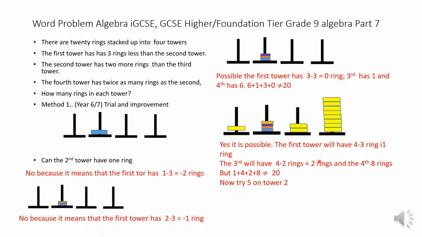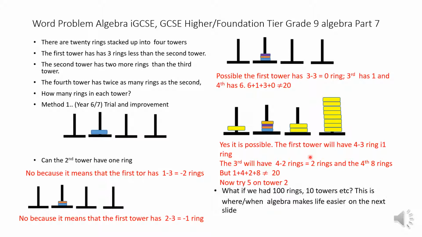Okay, so if we add 8 in tower 4, to 2 in tower 3, to 4 in tower 2, and to 1 in tower 1, the answer would then be 15. And 15 is not equal to 20, because we're looking for 20 rings. So the solution to this problem does not include 4 rings in tower 2.